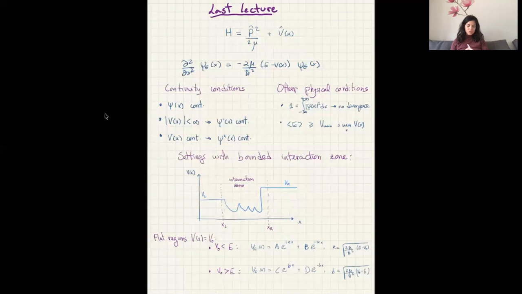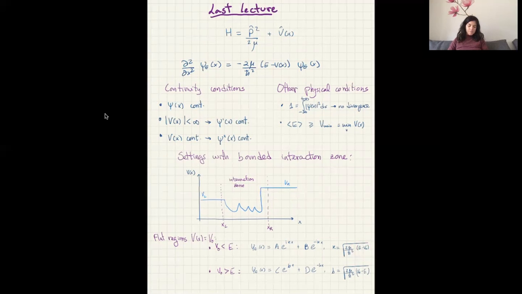And then we found the solutions for the flat regions. So if the energy, for example, here on the left, is higher than the potential, then you get these oscillating waves with the momentum being given by this thing, which depends on the mass and depends on the difference between the energy and the potential.